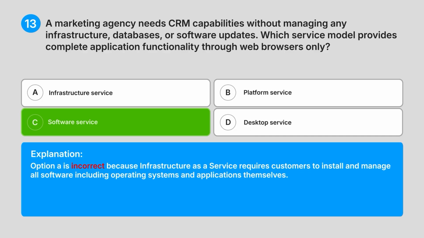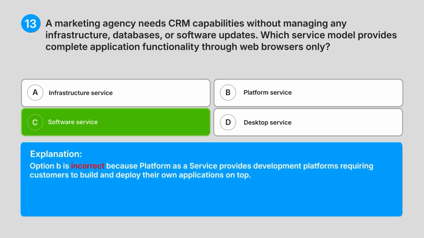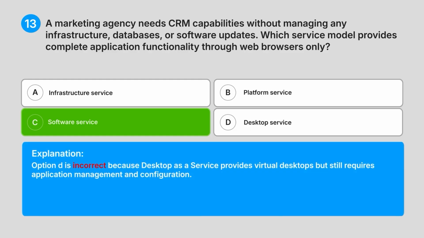Option A is incorrect because infrastructure as a service requires customers to install and manage all software, including operating systems and applications themselves. Option B is incorrect because platform as a service provides development platforms, requiring customers to build and deploy their own applications on top. Option D is incorrect because desktop as a service provides virtual desktops, but still requires application management and configuration.